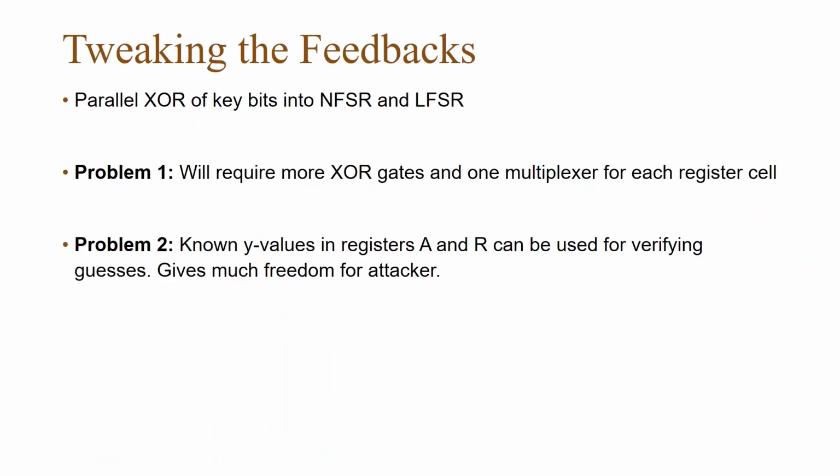Another way of tweaking the initialization would be to make a parallel XOR of the key bits straight into the NFSR and LFSR. We have identified two problems with this. The first is that this will require more XOR gates and one multiplexer for each register cell, which will add to the hardware footprint of the cipher. A second problem is that the known Y values in the register A and R can now be used for verifying the guesses, and the parallel XOR into the NFSR and LFSR will give very much freedom for the attacker.